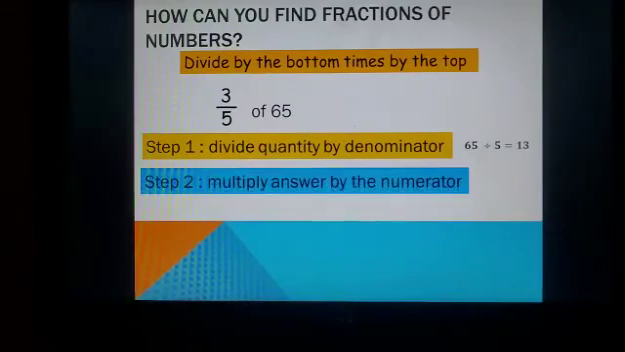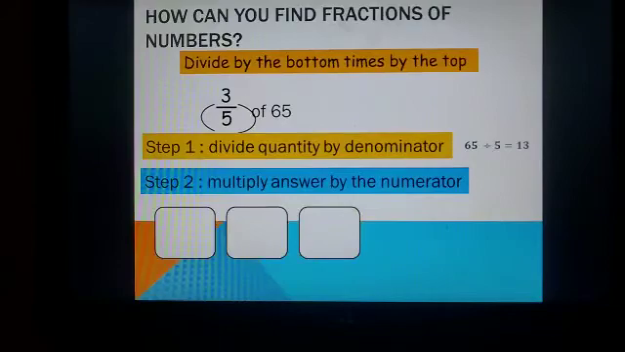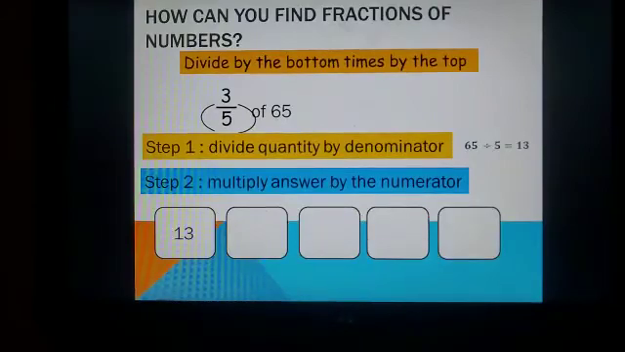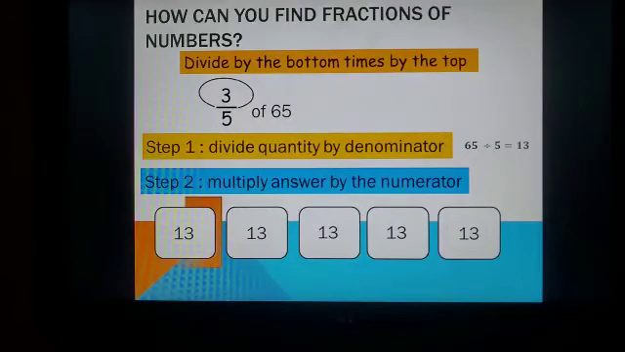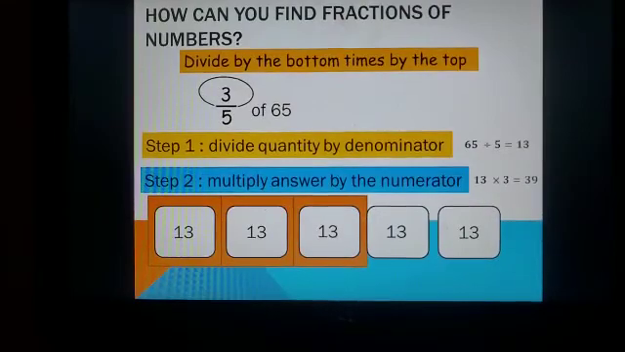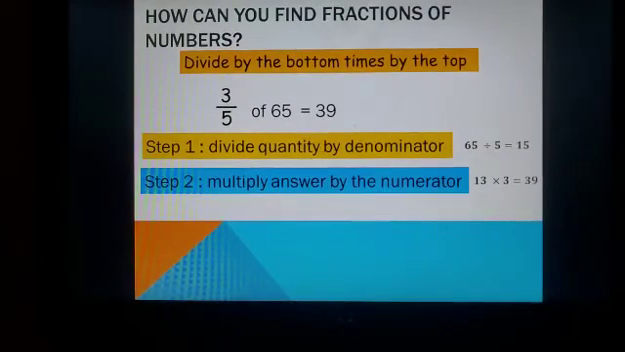Step 2, you multiply the answer by the numerator. In this question, we know there's 5 parts to the whole, so I'm going to draw them out to help me. I know that 1/5 is 13, so I know that the other parts also equal 13. I'm looking for 3/5, or 3 parts. 1, 2, 3. 3 times 13, or 13 times 3, is 39. 3/5 of 65 is 39.